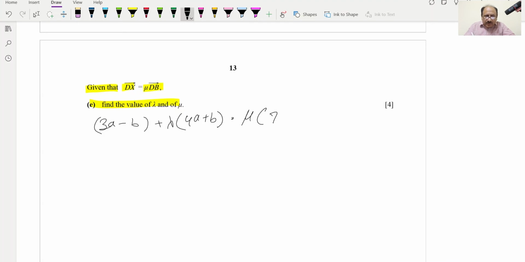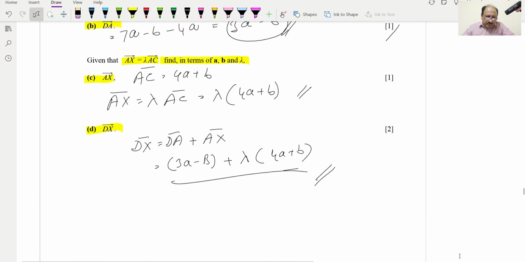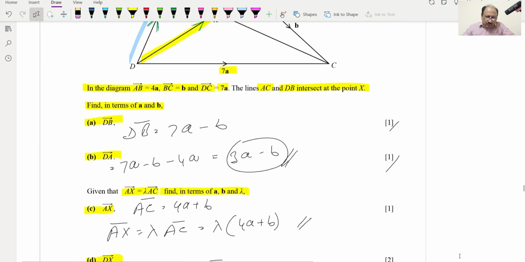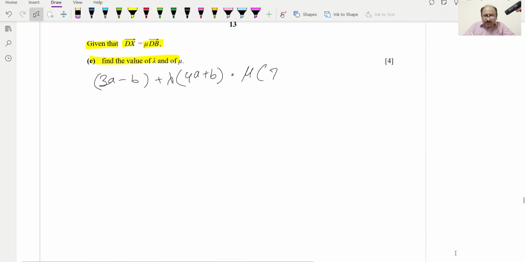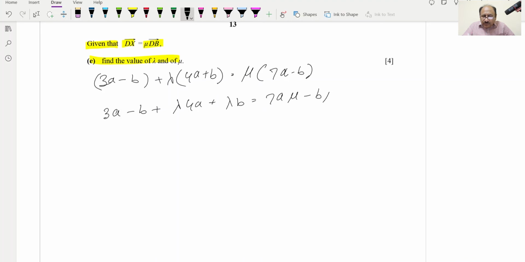mu DB. DB is what? DB over here is 7a minus b. So we'll replace over here 7a minus b in this step. Now we can open the bracket, and this will be 3a minus b plus lambda 4a plus lambda b, and this will be equal to 7a mu minus b mu.